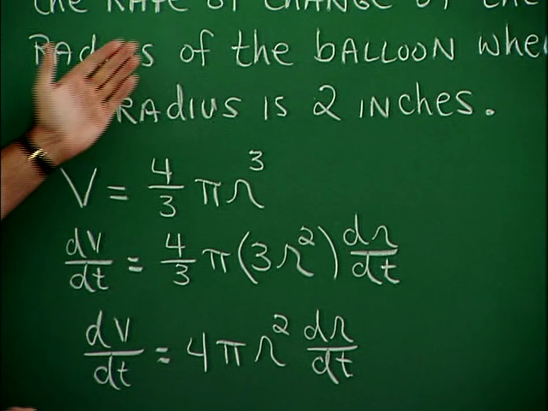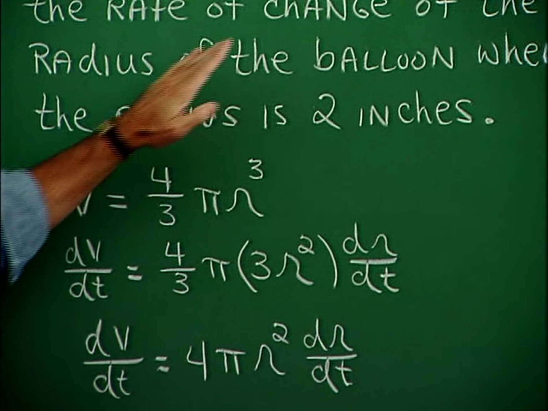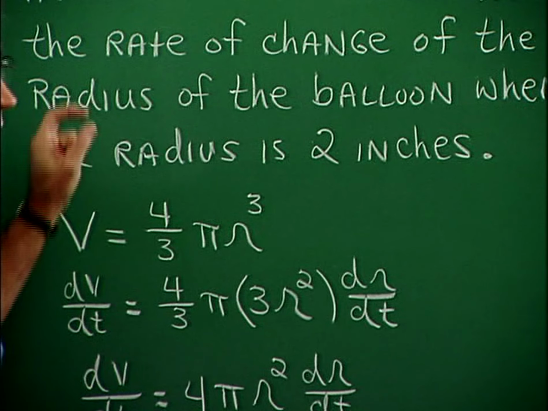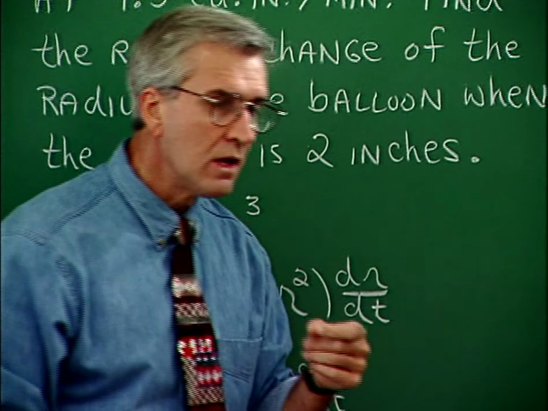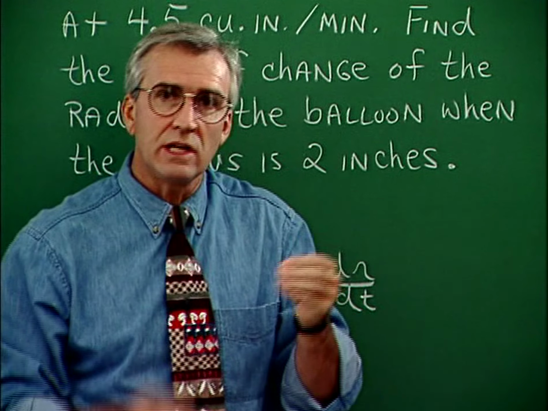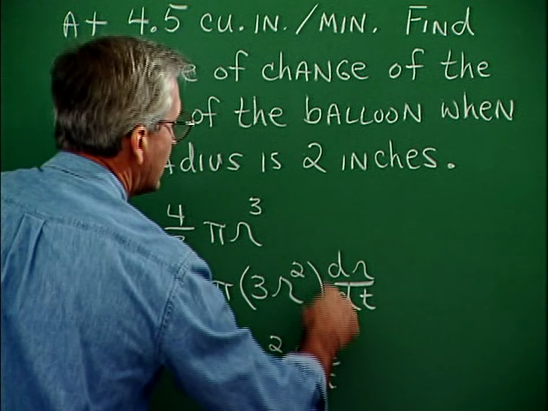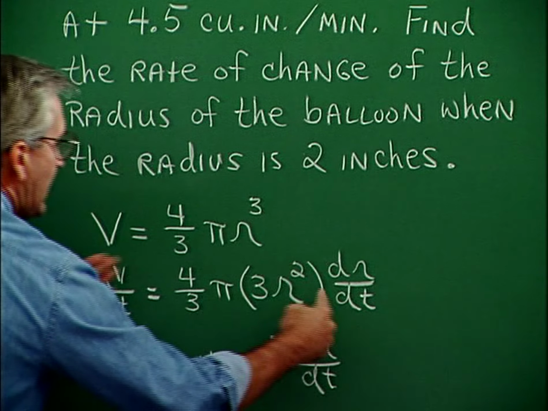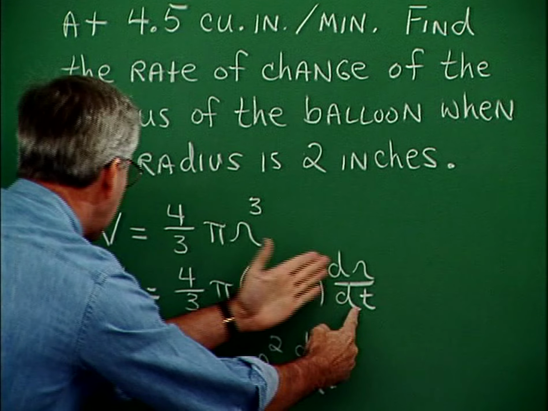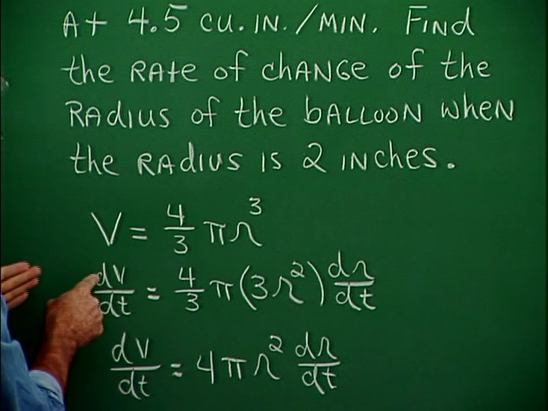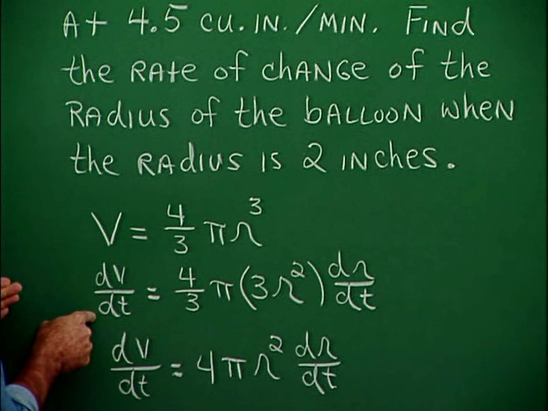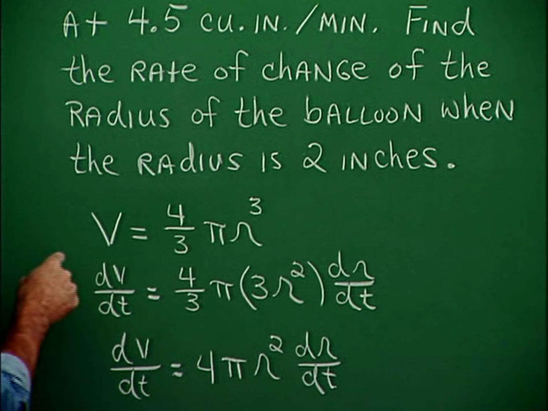Well, when we're asked to find the rate of change of the radius at a point in time, that's the dr/dt. So we're looking for the dr/dt here. We need to solve for that in our problem. Now, what is dV/dt?